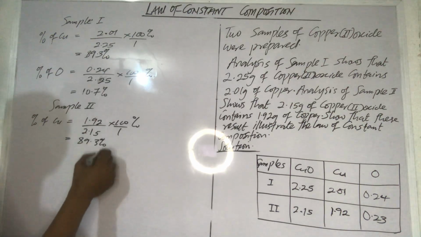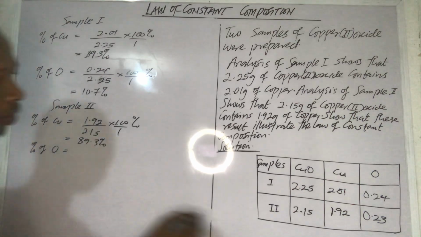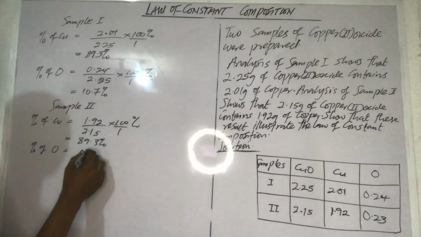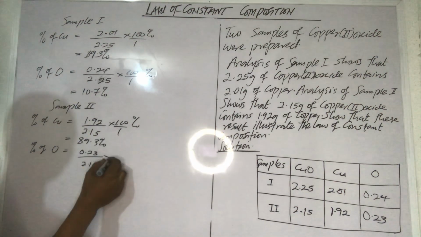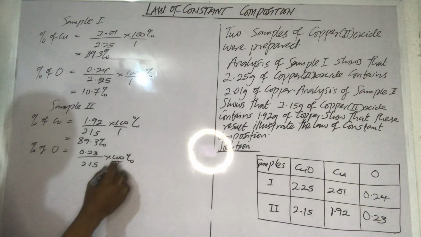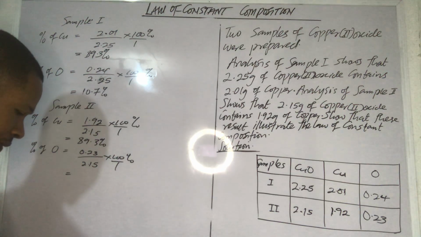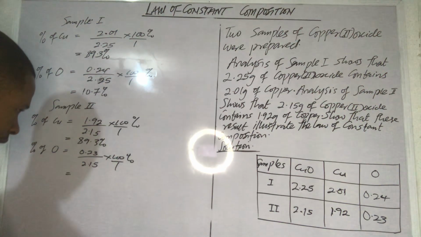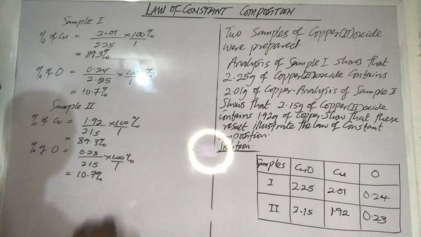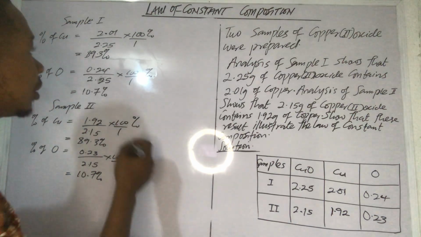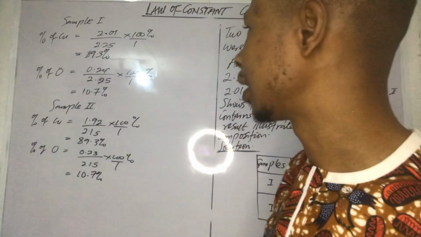89.3. Then percentage of oxygen, this is the mass of oxygen, 0.23 over total mass, 2.15 times 100 over 1 as a percentage. 0.23 times 100 now divided by 2.15, and that will give me 10.7. Now if I compare the percentage of the elements now in the two samples, they are the same.